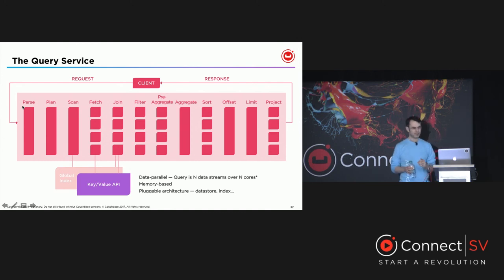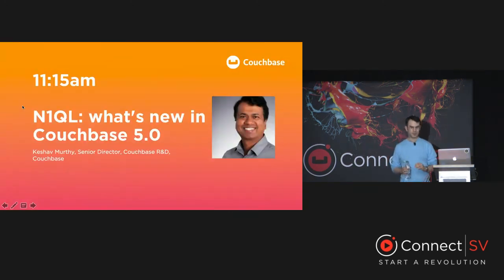It's heavily parallelized, so we can take advantage of all the cores that are available on each query node. So you can scale it, and again, it's an MDS service, so we can scale this as appropriate independently of the other services. Keshav is presenting immediately after this session, actually, on what's new in 5.0. So he can give you a lot more information on what we've added recently to N1QL.